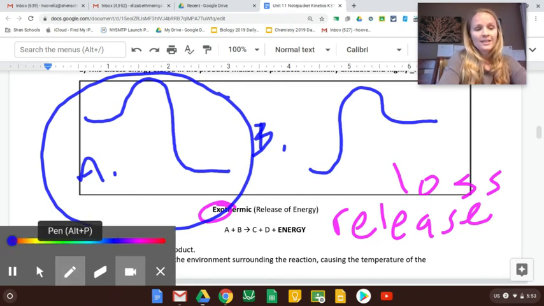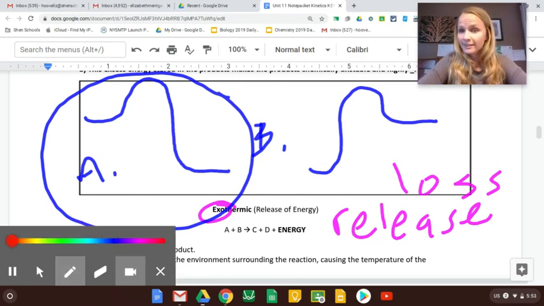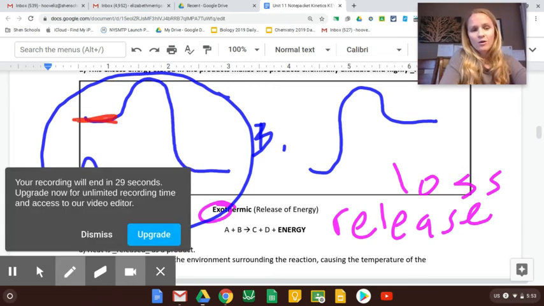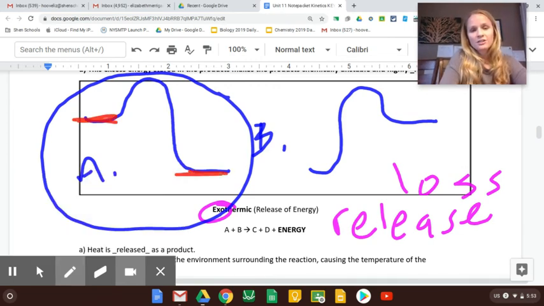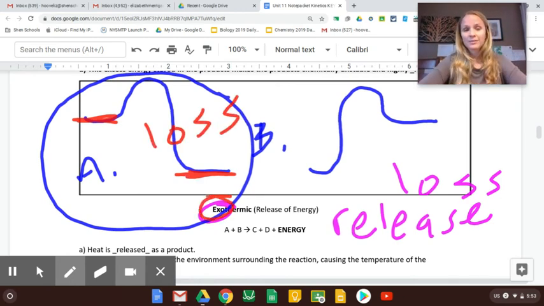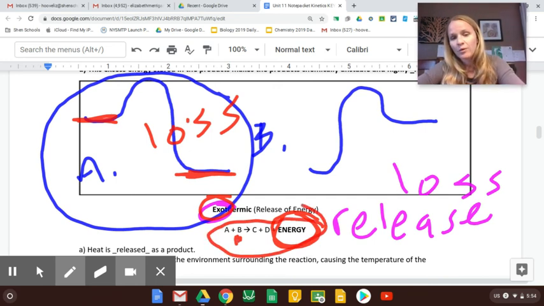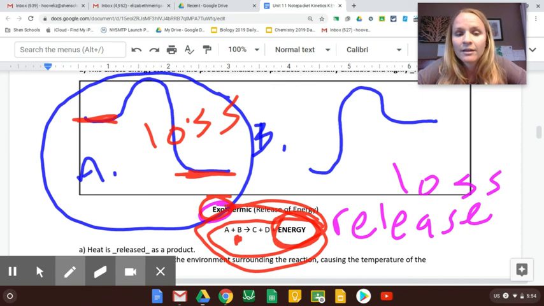The reason I can take a look at this and immediately know it's exothermic is because it started here and ended lower than it started, so it must have had a loss in energy, so energy exited. It must have been exothermic. I can also tell because energy is written in the products, which means it was produced, given off, not put in as a reactant. All right, so you have to know the difference between endo and exo by the picture and by where energy is in the reaction.